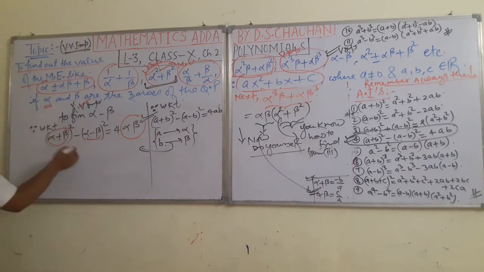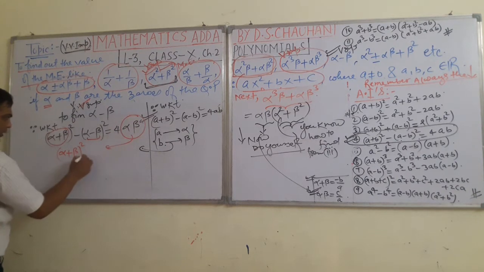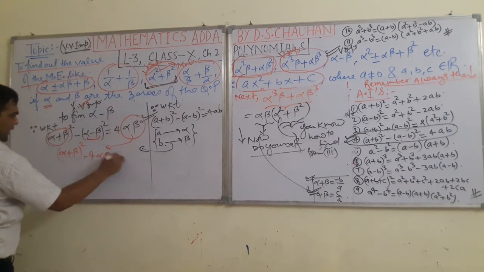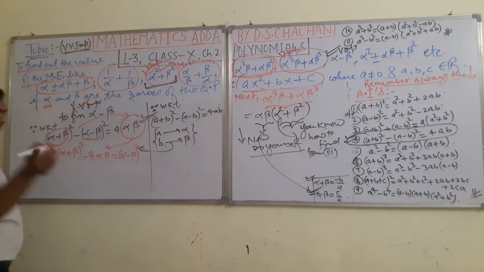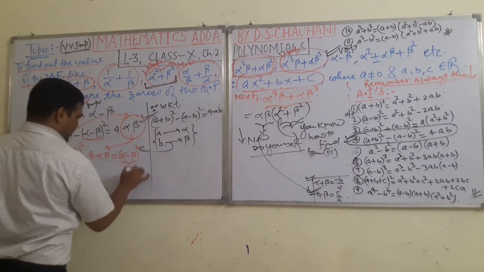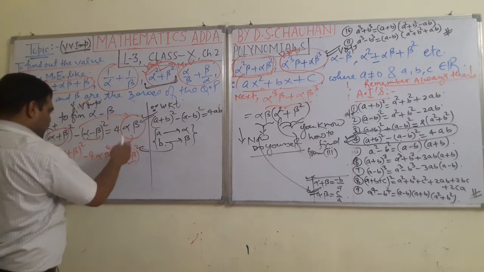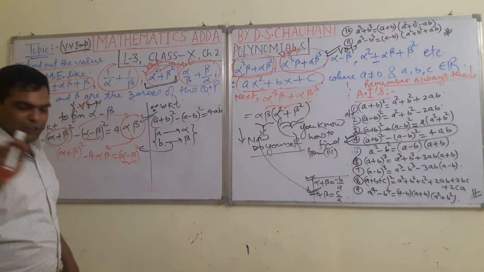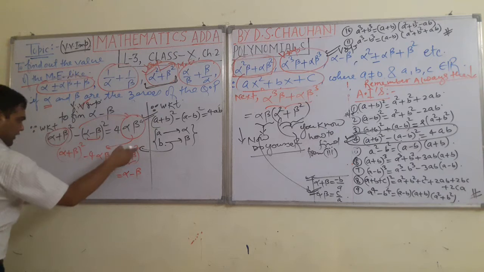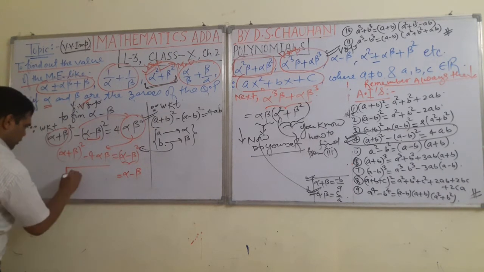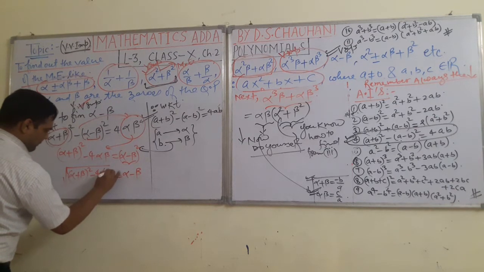Don't get worried. You can note down here alpha plus beta to the whole square. Bring this into the left side. What will you get here? Minus 4 alpha beta, and take it into the right side. What will you get here? Alpha minus beta to the whole square. But our prime duty here is to find alpha minus beta, so we have to remove the square from here. As we remove the square, on the other side it will come under the square root. So what will you get here? Alpha minus beta equals the square root of alpha plus beta to the whole square minus 4 alpha beta.